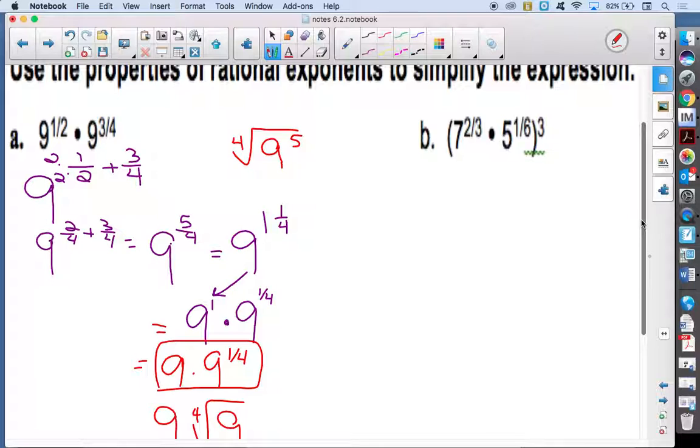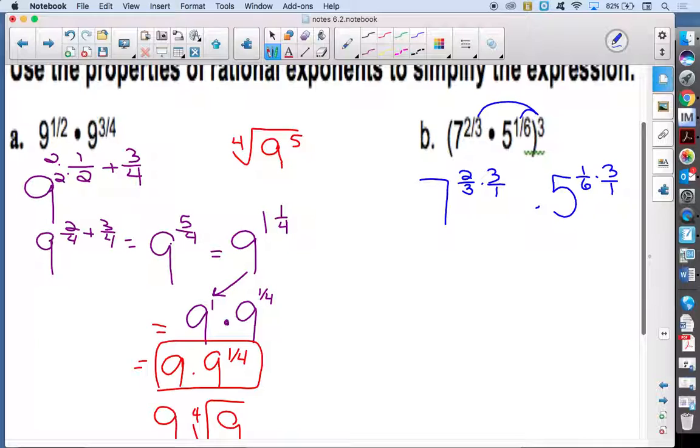Alright, so if you look at letter B, I'm going to try and work through this one as well. We have 7 to the 2/3 times 5 to the 1/6, all of that's cubed. So when you have a power outside, that power is supposed to distribute to the exponents inside. So that means we have 7 to the 2/3 times 3. I'm just writing this to try and get you to see they're actually being multiplied together. I'm writing it as 3 over 1. We also have 5 to the 1/6 times 3 over 1.